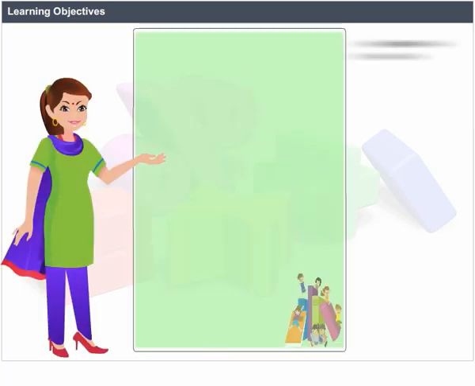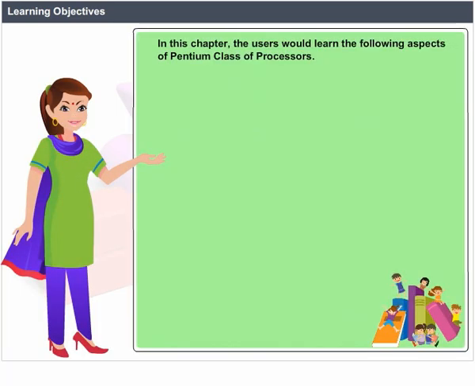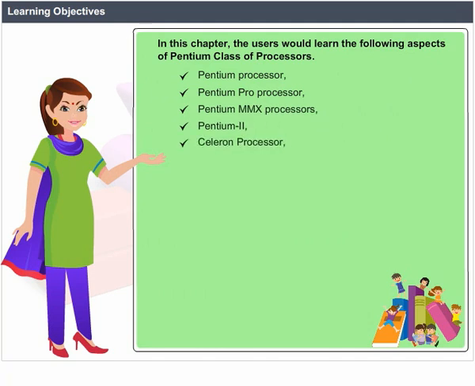Learning objectives. In this chapter, the users would learn the following aspects of Pentium class processors: Pentium processor, Pentium Pro processor, Pentium MMX processor, Pentium 2, Celeron processor, Pentium 3 processor, Pentium 4 processor. Introduction to server class processor.